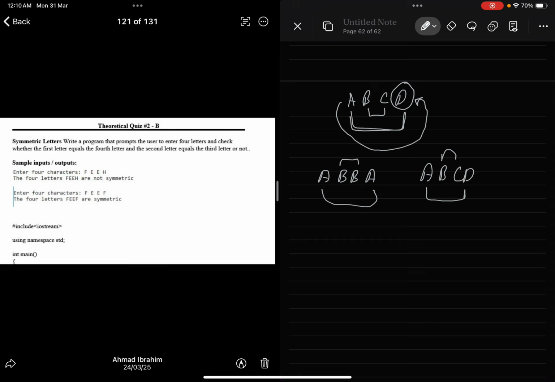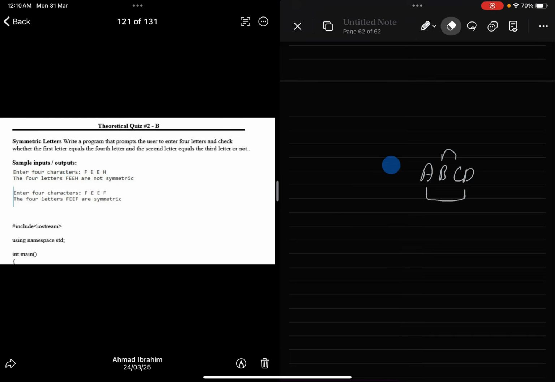Second one, he writes FEEF, which means second one equals third one, and the first one is equal to the last one. I mean the letter here. So because now we're dealing with letters, the first letter is the same as the last letter, and the second letter is the same as the third letter. That means it's symmetric.